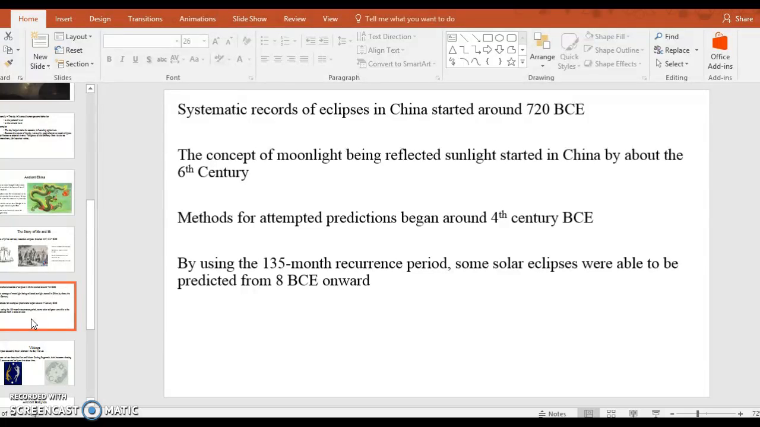first cultures to recognize that moonlight seemed to be reflected sunlight, and that was a pretty significant breakthrough. By about the 4th century BC, they were actually able to start making some pretty systematic predictions of when eclipses should occur. Now, this was a very difficult process for various reasons, but they made very solid attempts and were some of the first to really make the attempt to predict when these types of events would occur.